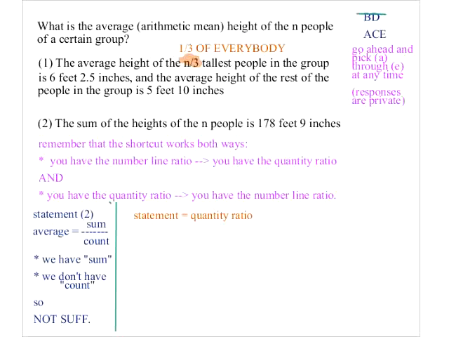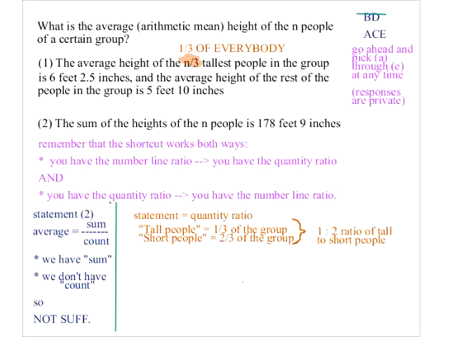Okay. Anyway, so the statement is a quantity ratio. Let's just call them tall people and short people. So tall people constitute 1/3 of the group, and short people constitute 2/3 of the group. So this is therefore a 1-to-2 ratio of tall people to short people. And I know 5'10" is not really short, but you know what I mean, relatively speaking. So that's a 1-to-2 ratio of taller to shorter people. So let's put this on a number line.